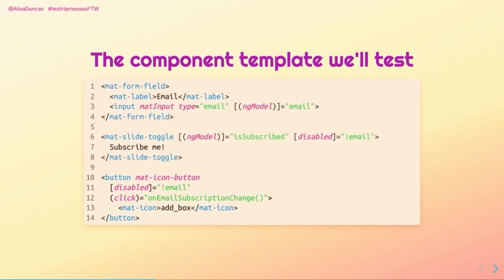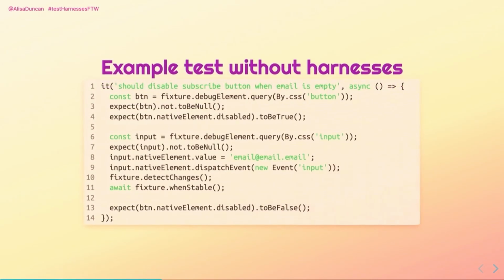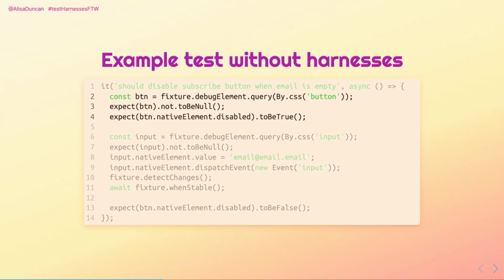Okay, so now let's take a look at a test without harnesses to see what we're kind of starting with. For the test case that the subscribe button should be disabled whenever the email is empty, an example of the process that we walk through might look like this. First, we want to get the button element. We're going to do that by querying the template for the selector button. And then we're going to take that debug element that's returned, but work with the native element, which is the native HTML API, to look at that disabled property and verify that it starts off disabled.